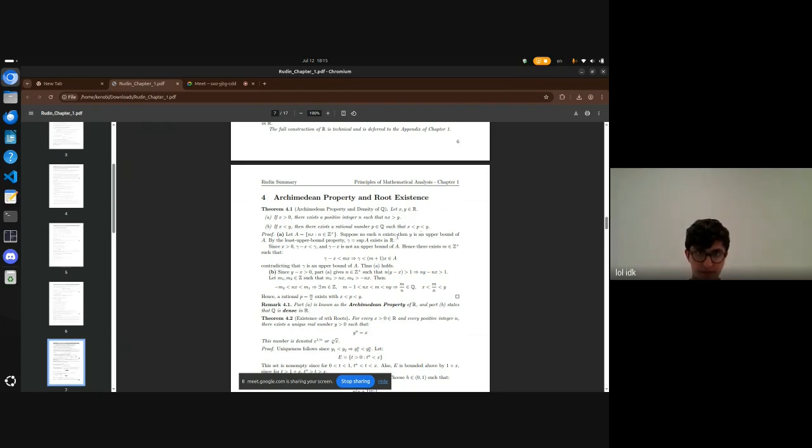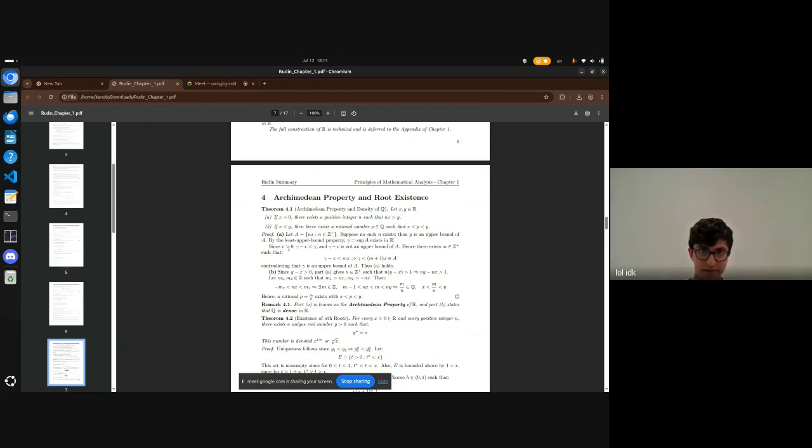Why? Because basically, if no such n exists, that means this doesn't hold, and that means the limits of these n x's each time is going to approach y. So y is going to be the upper bound for a. By the least upper bound property, gamma, or I'll just call it y again, y equals the supremum of a exists in R.